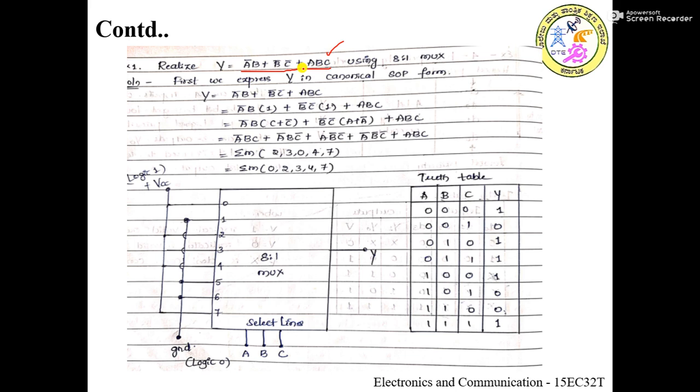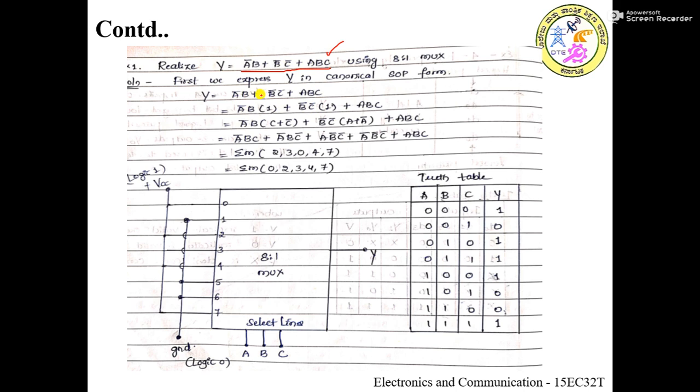Since it is not in the standard canonical SOP form, we have to use some Boolean laws, by hook or crook, to convert it into a canonical SOP equation. How we shall see here.